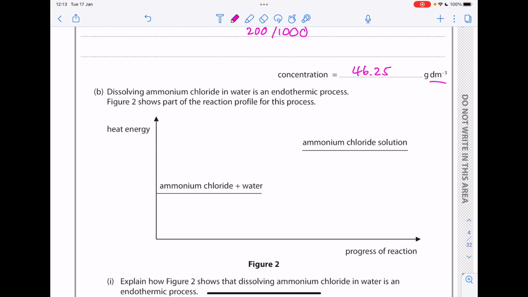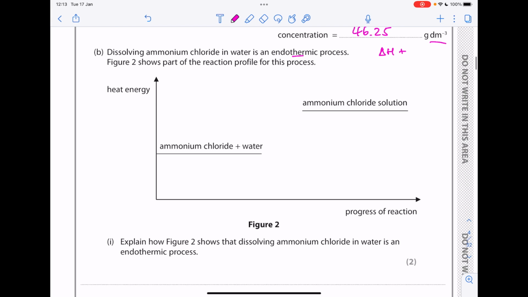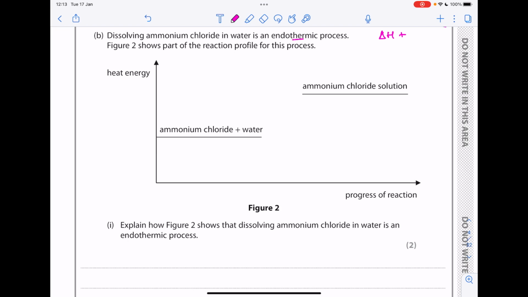Dissolving ammonium chloride in water is an endothermic reaction. That means our delta H is positive. Figure 2 shows part of the reaction profile for this process. Explain how Figure 2 shows that dissolving ammonium chloride in water is an endothermic process.